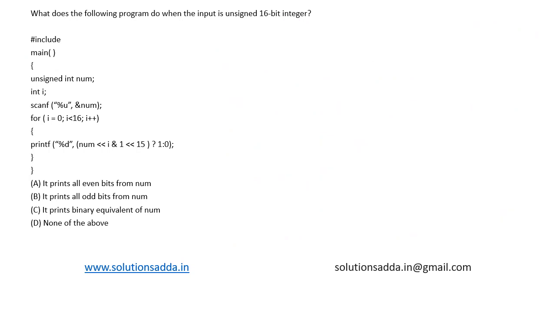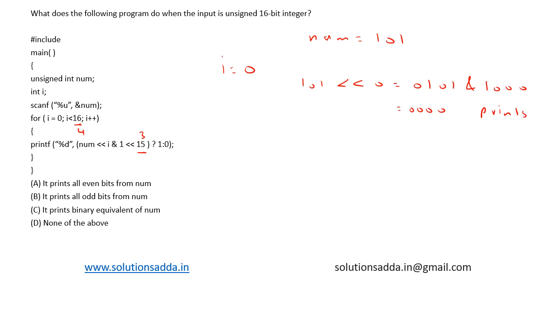Now let's see how the loop works. Initially we have I equal to 0. So num here is assumed to be 0101. Let's assume it as 4 and let's assume here it as 3. Now num left shift I, we have 101 left shift 0 times, which is equal to 0101, and we are ANDing it with 1000. What we get is 0, 0, 0, 0. So it prints 0.